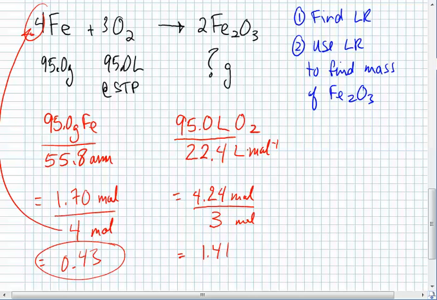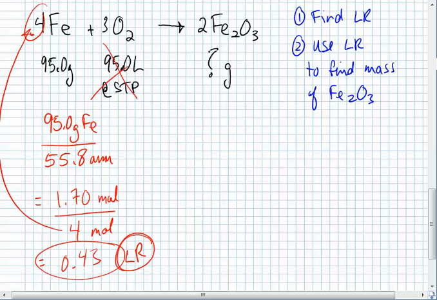And we see that the number we get there, 1.41, is a lot bigger than the 0.43, meaning that iron is my limiting reactant. What that basically means is I can ignore the mass or the volume of oxygen because I have too much of it. It is the mass of iron that determines how much product I'm going to make.